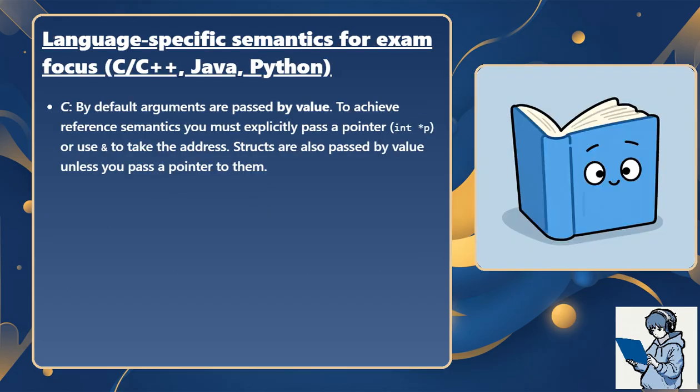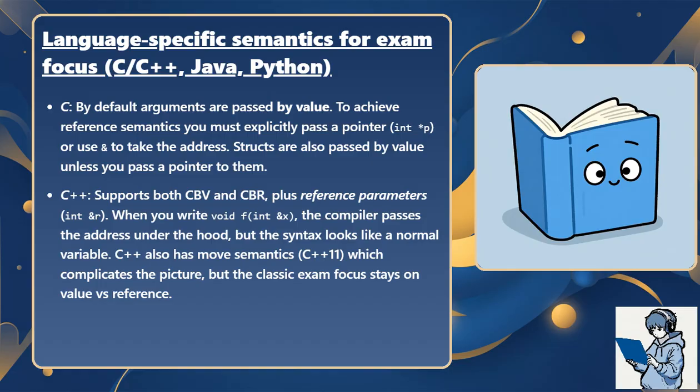C: by default arguments are passed by value. To achieve reference semantics, you must explicitly pass a pointer, int *p, or use ampersand to take the address. Structs are also passed by value unless you pass a pointer to them. C++ supports both call by value and call by reference, plus reference parameters with ampersand.